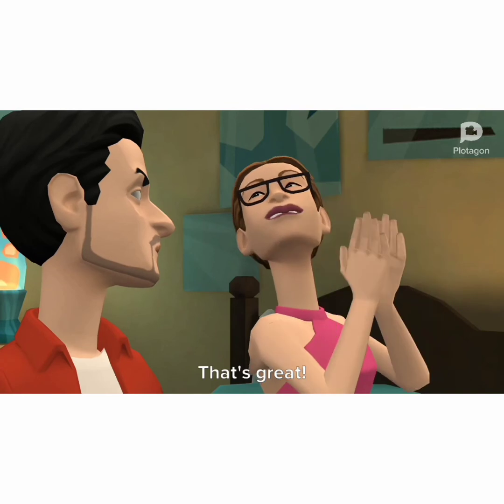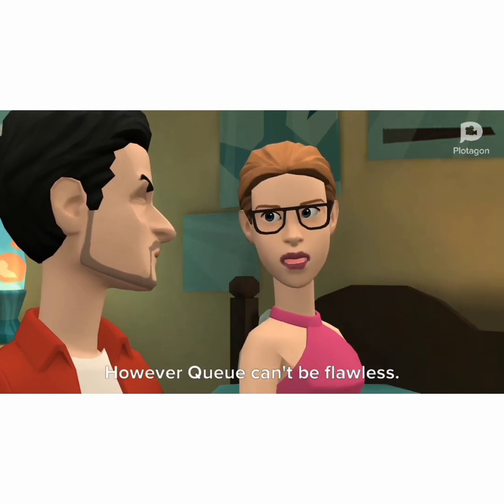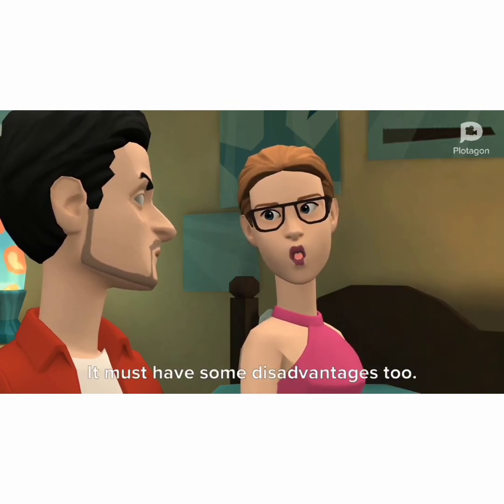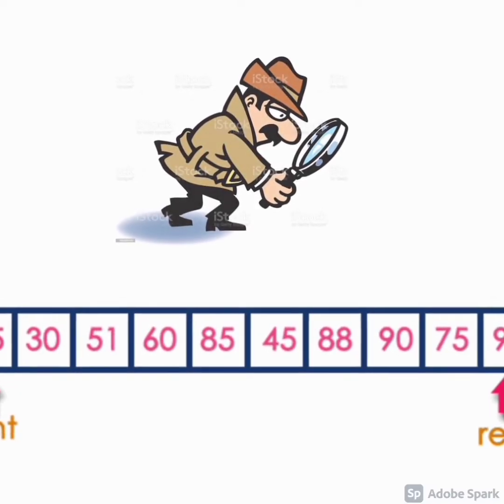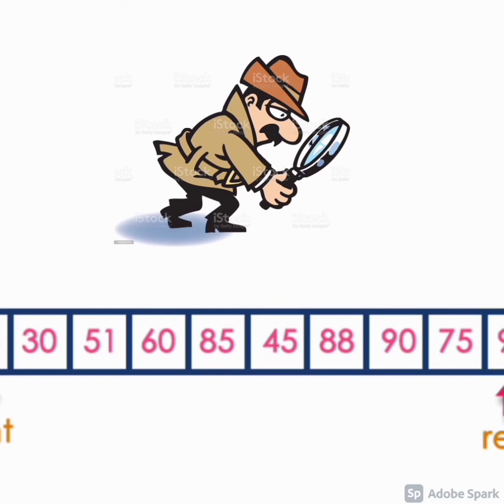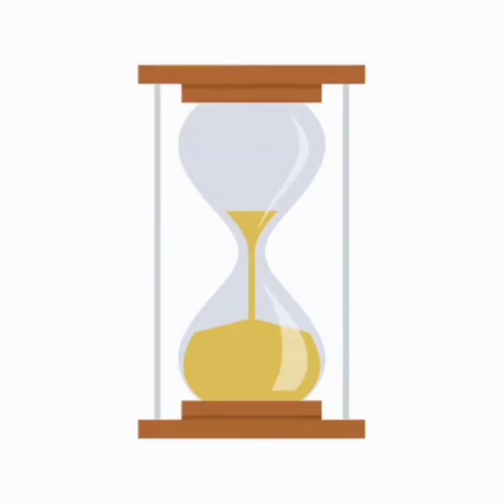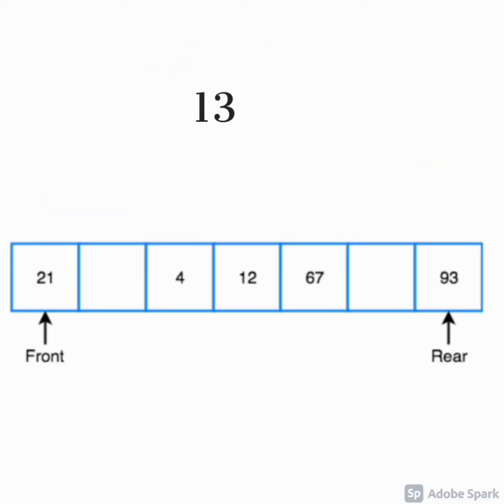That's great. However, queue can't be flawless. It must have some disadvantages too. Surely it does. Let me list them for you. Queue is not readily searchable. While looking for an element you have to start from end and go through and compare every element. It's time consuming. You cannot add a new element until all current elements are deleted from the queue, not even if it has free spaces. Also, queues are difficult to create, maintain and manipulate as they are mostly implemented using pointers.